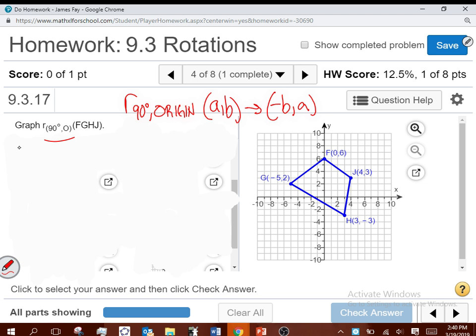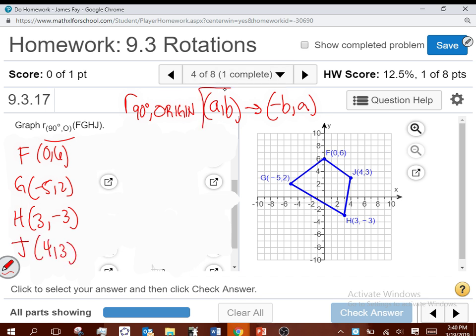So I'm going to write down these points. F is at (0, 6). G is at (negative 5, 2). H is at (3, negative 3). And then J is at (4, 3), right? So those are all my (a, b). Well, F is going to get taken to F prime, right? G to G prime, H to H prime, and then J to J prime.